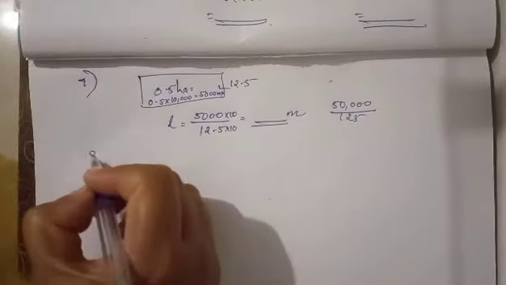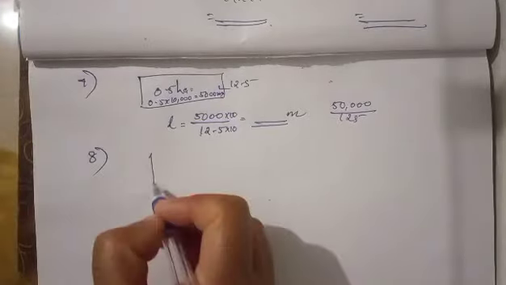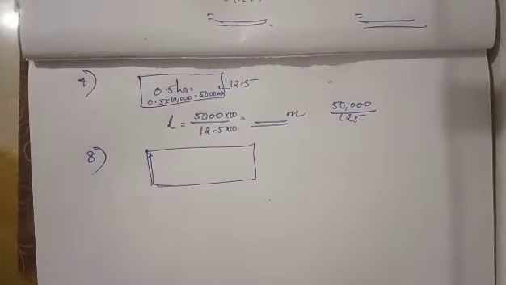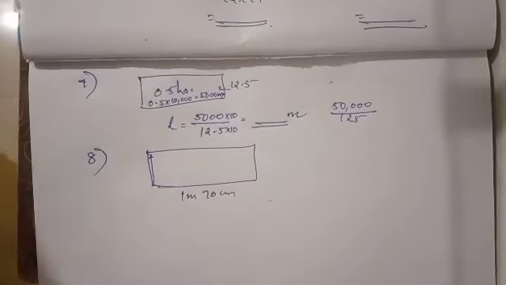Next, question number 8. A rectangular piece of plastic sheet measures 1 meter 70 centimeter. One plastic sheet is here, rectangle shape. It's 1 meter 70 centimeter its length. Find the cost at the rate of rupees 80 per square meter.